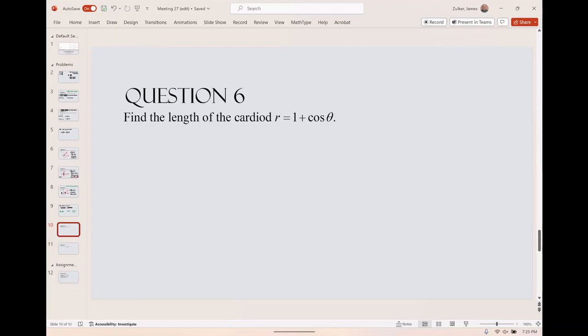We're going to find the length of the cardioid r equals 1 plus cosine of theta. That means we're going to go 0 to 2 pi, right, because they want the length of the entire cardioid.